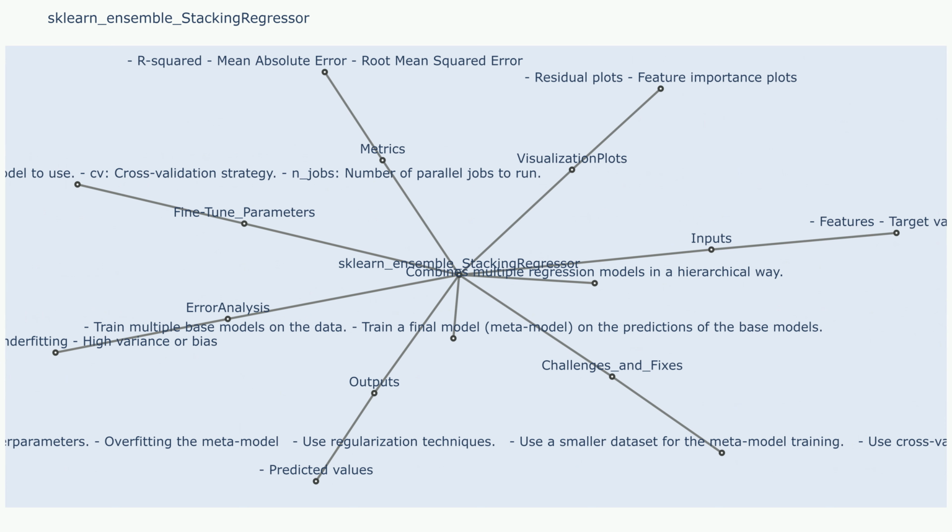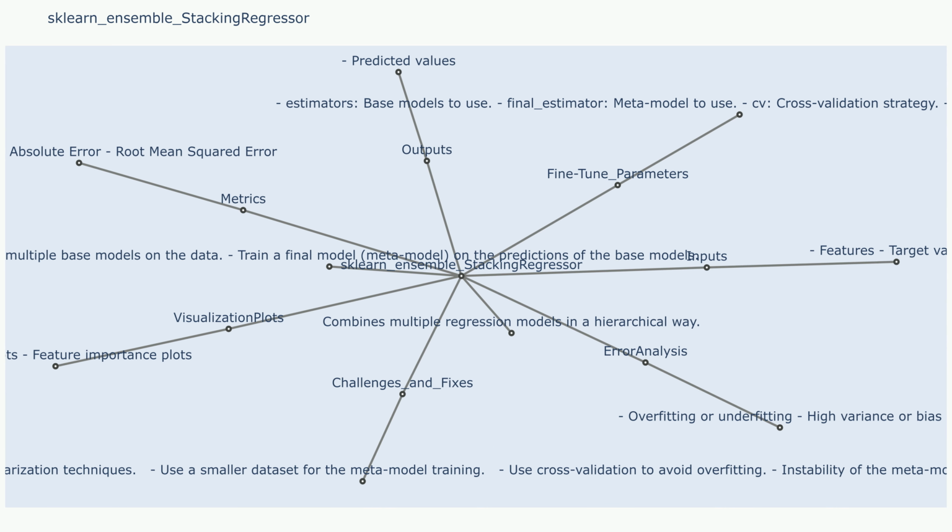Uncertainty methods: confidence intervals provide a range of values within which the true prediction is likely to fall. Prediction intervals provide a range of values within which the true prediction is likely to fall, taking into account the uncertainty in the model's parameters.